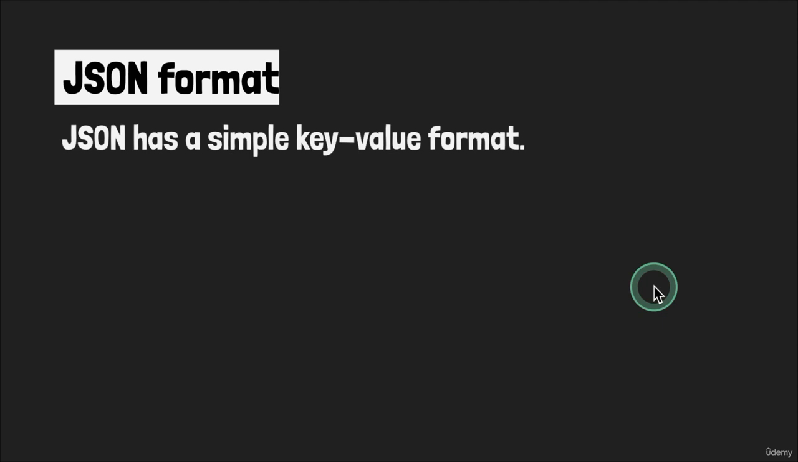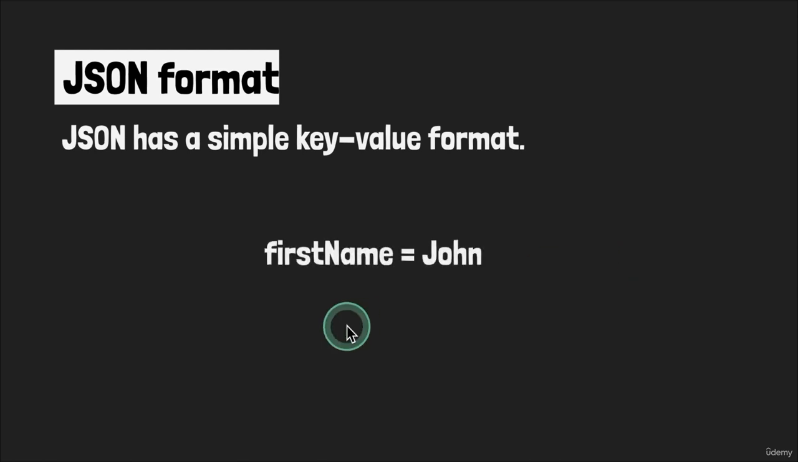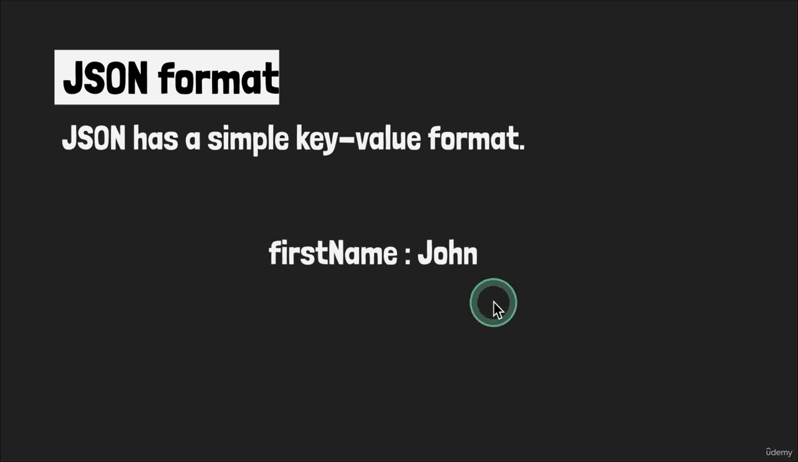Essentially, JSON is a simple key value format. So key value simply means something like first name equals John. First name is the key and John is the value. This is pretty simple. Now, in JSON, we don't use the equal sign, we use a colon. So again, first name is the key, John is the value.